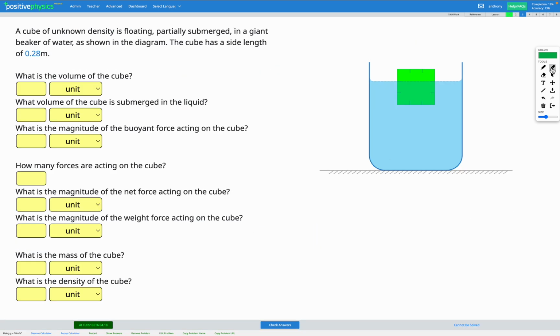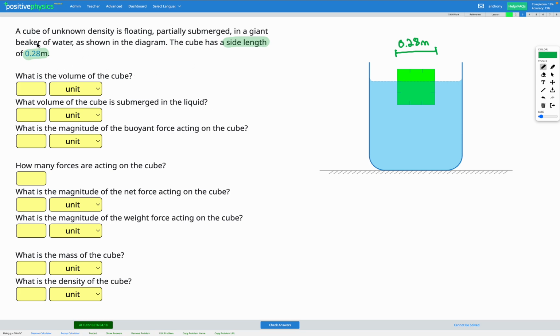In this question, we have a cube of unknown density floating, partially submerged in a giant beaker of water, as shown in the diagram. So we can see here, this part of our cube is underwater, and this part is above the waterline. We're also told the cube has a side length of 0.28 meters. So we can draw that on the diagram. The length of one of the sides is 0.28 meters.